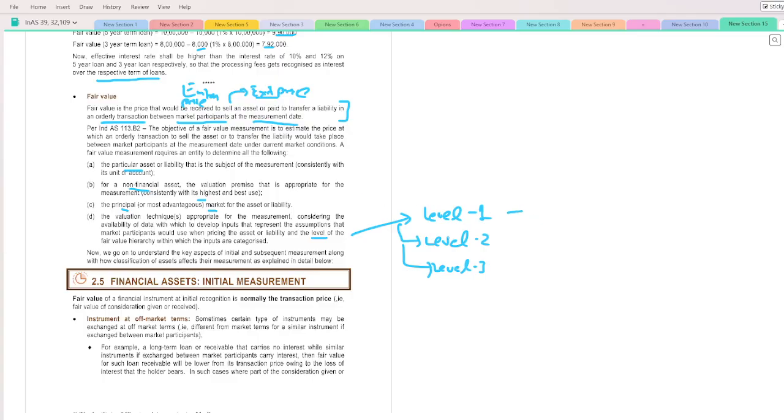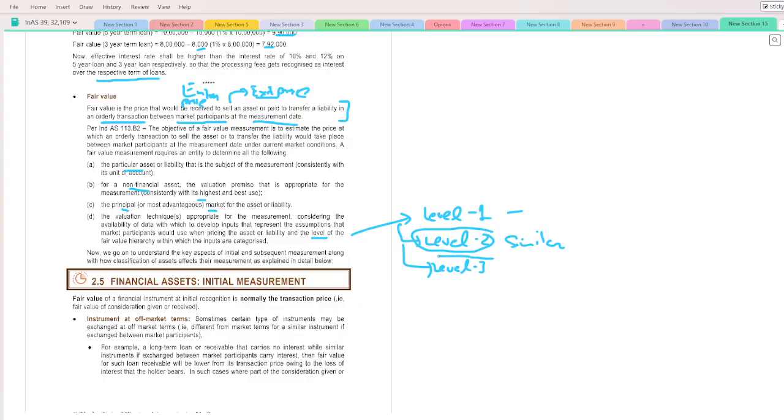But in Level 2, like any company which is not listed on the stock market, it is not tradable. So then you will be going for similar transactions, like a company similar to that company which is listed in the market. First you will identify the similar entity which is listed, and then you will be taking that price and doing some adjustment.